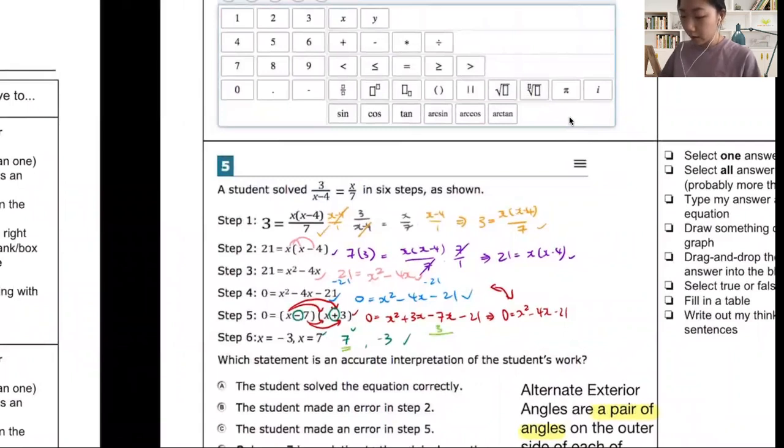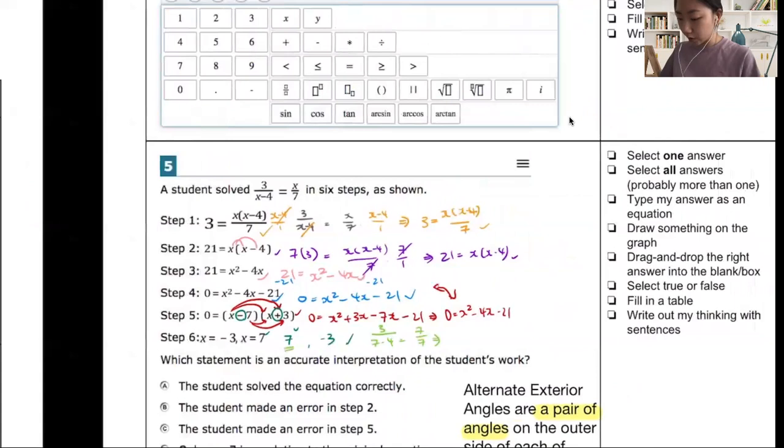So we have 3 over 7 minus 4 equals 7 over 7. And let's see, 7 minus 4 is 3, so we have 3 over 3 equals 7 over 7. Any number divided by itself is 1, so we have 3 divided by 3, which is 1, and 7 divided by 7, which is 1. So we know 7 is a correct solution.